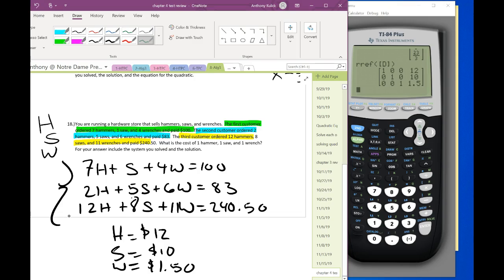Could you add up the hammers together, and then equal that to all of them put together, and then divide the number of hammers by price? No, because some of that price is coming from saws and wrenches, right? You could do substitution or elimination to solve this system, but don't do that by hand. Use the calculator to do it. It's super fast. Madison.